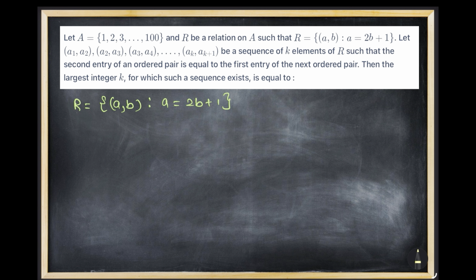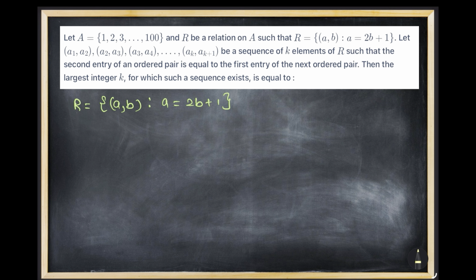You should pay attention. Let (a1, a2), next element is (a2, a3). So the element by which it ends, the next pair will start from there, and it will keep on going till k, be the sequence of k elements of R such that the second entry of an ordered pair is equal to the first entry of the next ordered pair. Great. Then the largest integer k for which the sequence exists. Very good problem. This is very interesting.